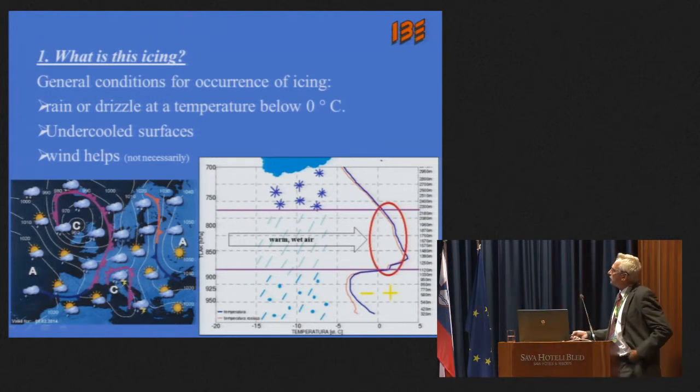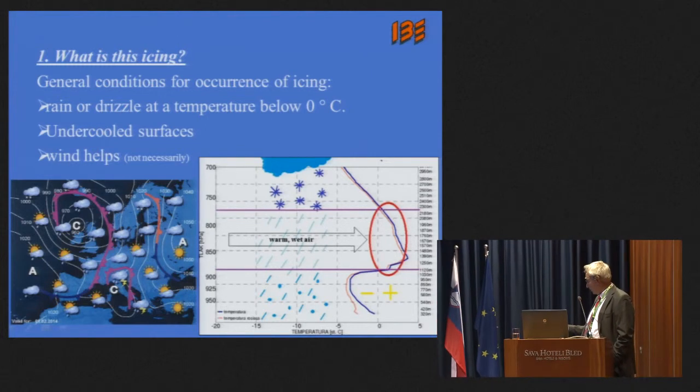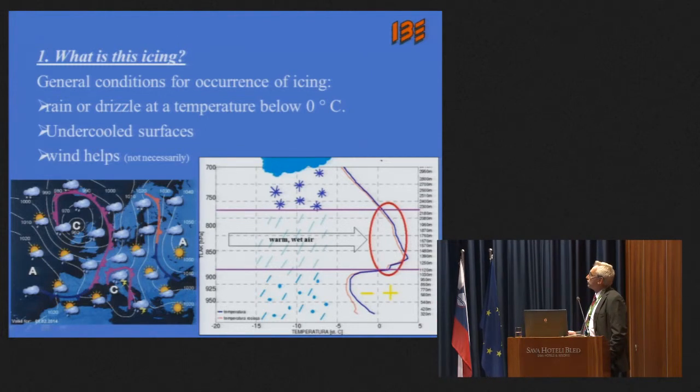Here the temperatures are positive at this level, and precipitation in such conditions normally comes from the upper level. It's snowing. Here it becomes raining. And here there are temperatures also under zero, and it becomes raining, but with water which is very near to zero. Combined with the undercooled surfaces, each drop immediately becomes ice.